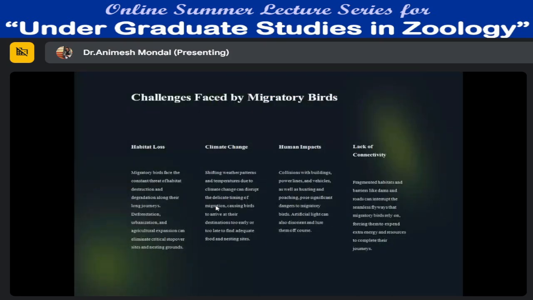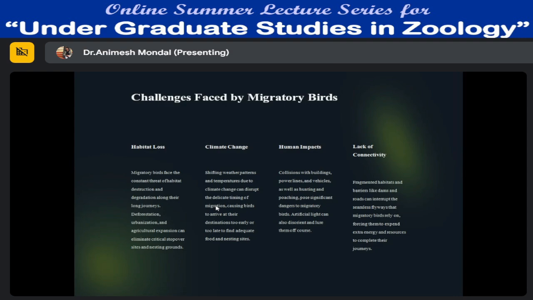Now, what are the challenges that nowadays birds are facing for this migration? The first challenge is habitat loss. So, migratory birds face constant threat due to habitat destruction along their long journey: deforestation, urbanization, agriculture expansion, and climate. Climate change is also one of the main reasons for this challenge.